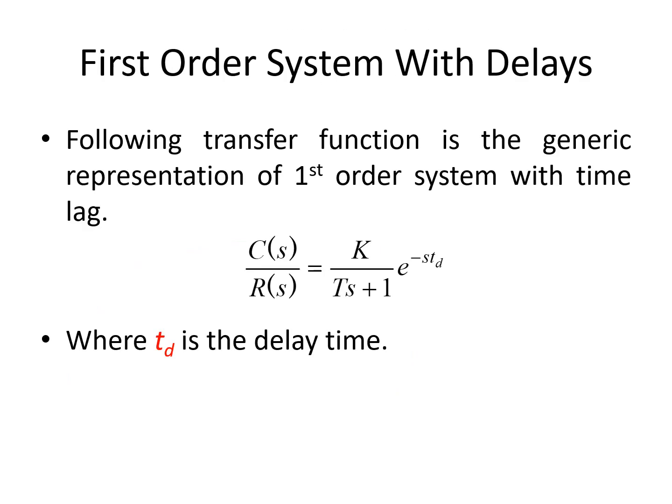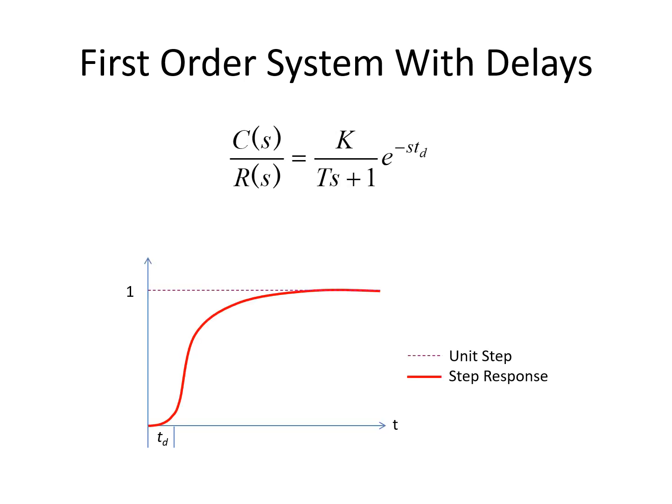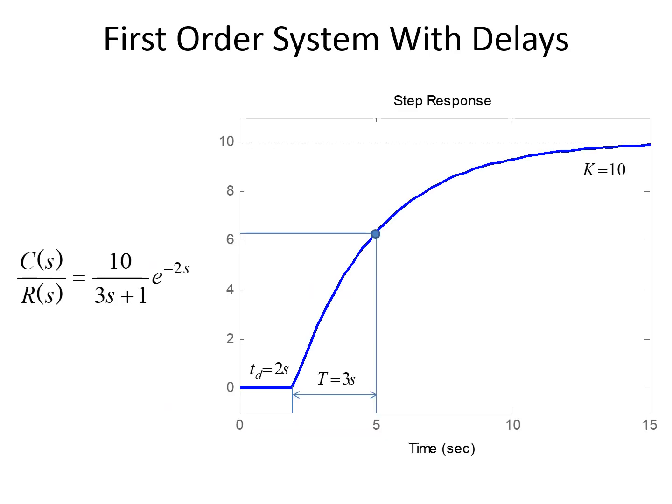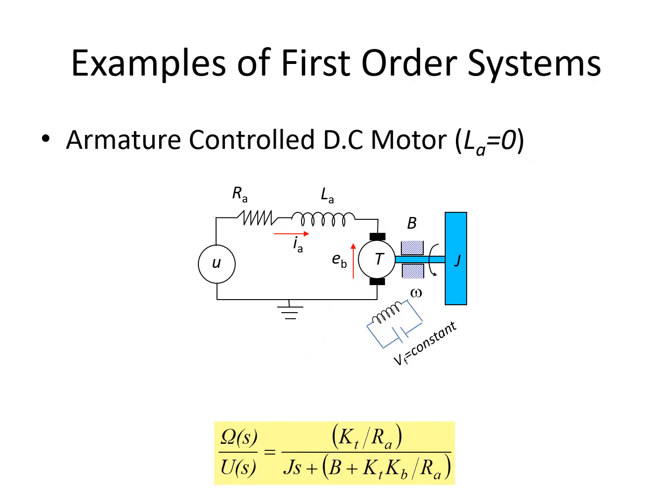So let's consider the systems with delay and without delay. If I include a delay time TD for the response, let's see what happens. Your unit step response for the system with delay comes like this. Instead of getting a response like this, you have a slight variation in the response if you include a delay. Okay, this is with example.